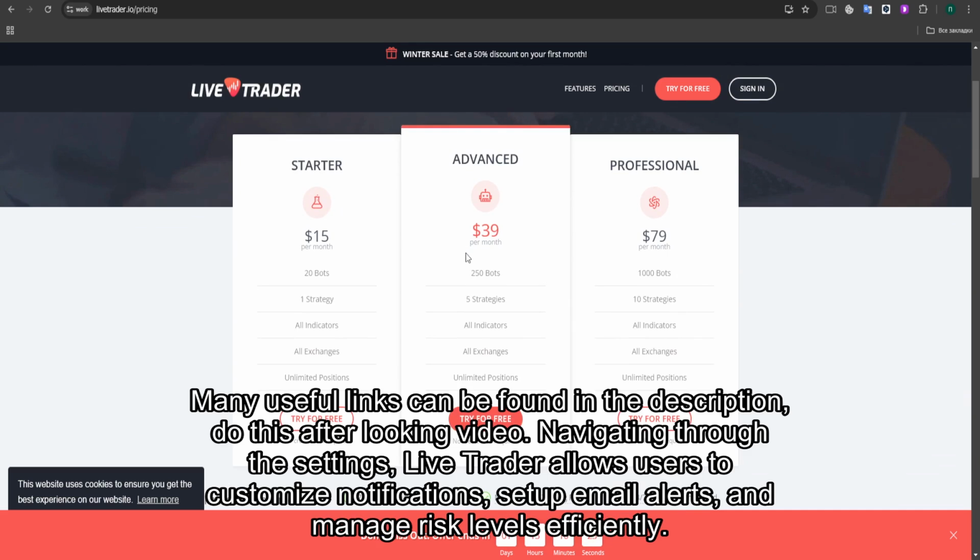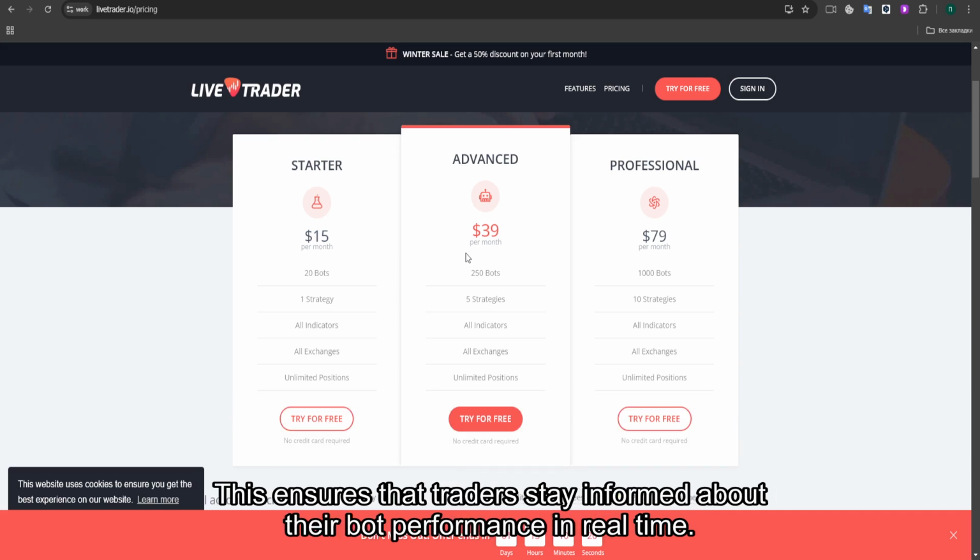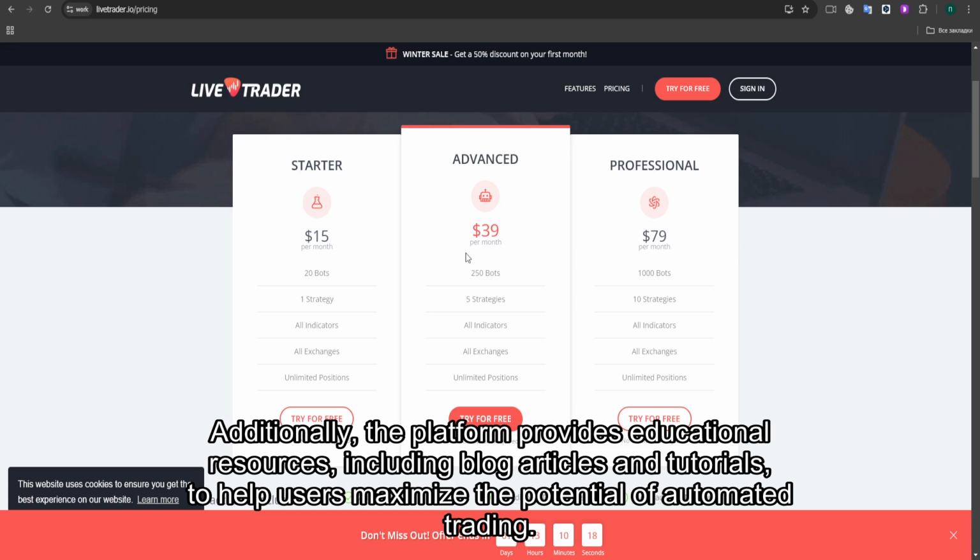Navigating through the settings, LiveTrader allows users to customize notifications, set up email alerts, and manage risk levels efficiently. This ensures that traders stay informed about their bot's performance in real time. Additionally, the platform provides educational resources, including blog articles and tutorials, to help users maximize the potential of automated trading.